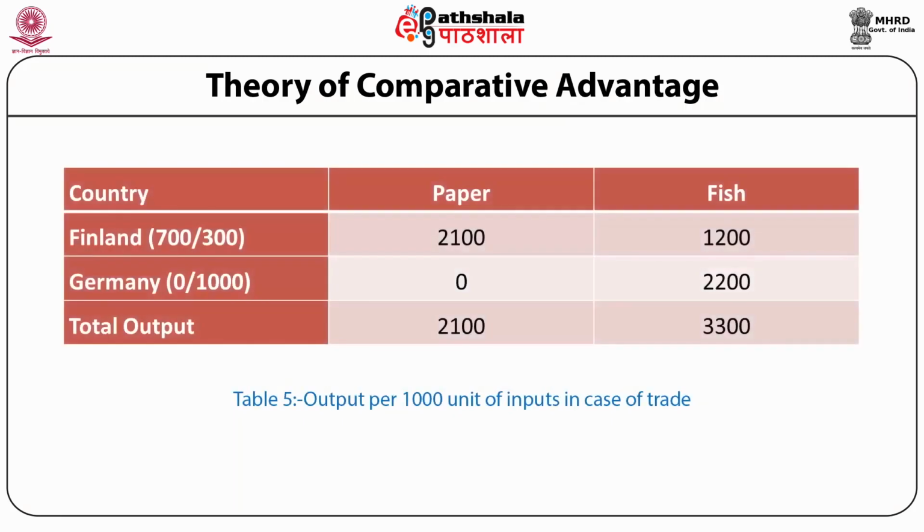In table 5 below, we see that in this situation of trade, the total output of the two countries increases. Who would take the increased output would depend upon the terms of trade and bargaining power of the two countries, as Finland will produce 2100 paper and 1200 fish, whereas Germany will produce 2200 fish, and the total output will be 2100 for the paper and 3300 for the fish.